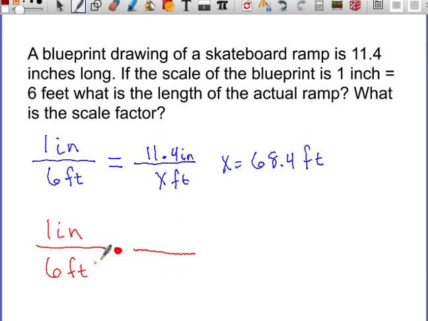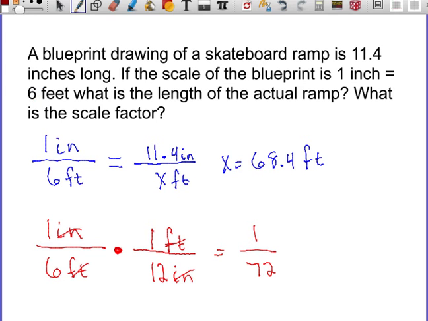So how do I cancel feet? Put 1 foot on top. How do I cancel inches? 12 inches on bottom. And now this unit cancels, and I have 1 over 72. So the scale factor is 1 to 72. Now I can measure in any unit I want, centimeters, meters, whatever, and I can figure out how big it will be in real life.